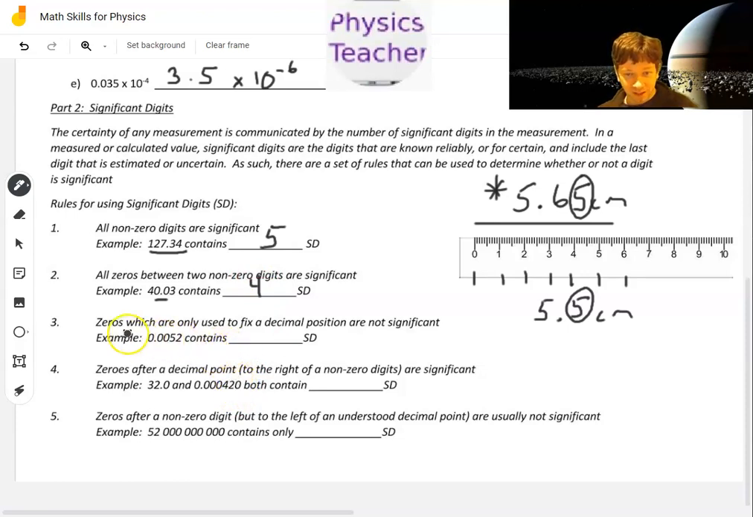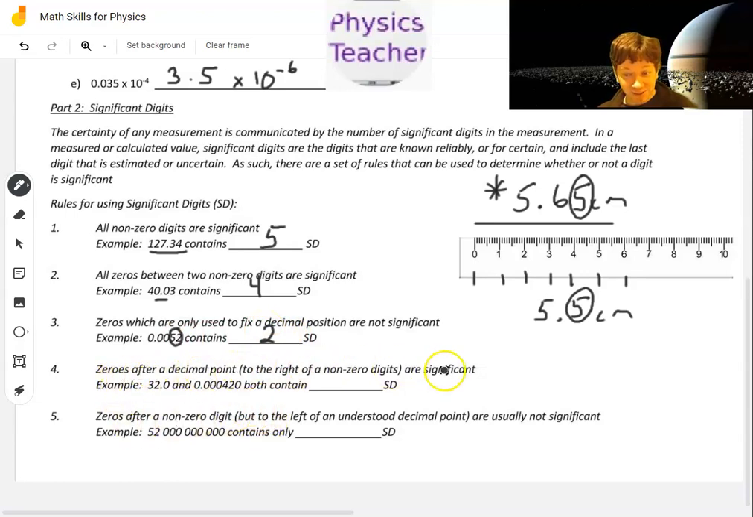Next rule. Zeros which are only used to fix a decimal position are not significant. What does that mean? Well, this 0.00, those don't have any meaning other than the position, or the multiple by 10 if you want to look at it in scientific notation. The important part here is just that 5 and 2. So this one only has 2 significant digits.